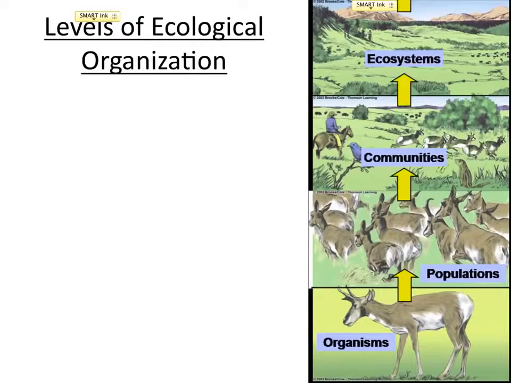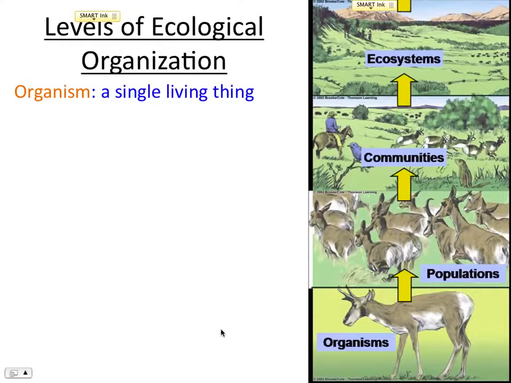Okay, next concept we're going to talk about is the levels of ecological organization. So ecologists like to organize what they study into these hierarchical levels. And so we start at the bottom with the organism. And that is simply a single living thing. So this deer is an organism, a prairie dog is an organism, you are an organism, a single bacterial cell is an organism, a mushroom is an organism, all these things, single living thing.